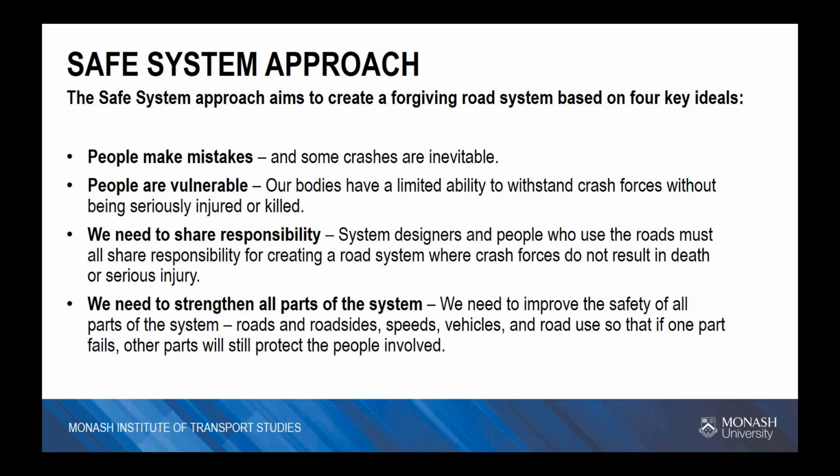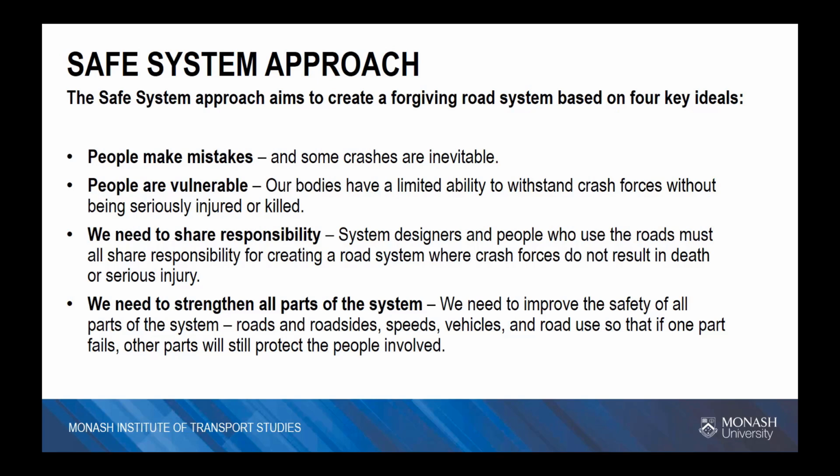The Safe System approach aims to create a forgiving road system based on 4 key ideals. First, people make mistakes, and we need to recognise that some crashes are inevitable. In essence, there are limits to human performance, and the Safe System guiding philosophy acknowledges that accommodating the limits of human behaviour and judgment is essential, and it recognises that providing users act responsibly, the system should accommodate the fallibility of humans. Next, we need to recognise that people are vulnerable.